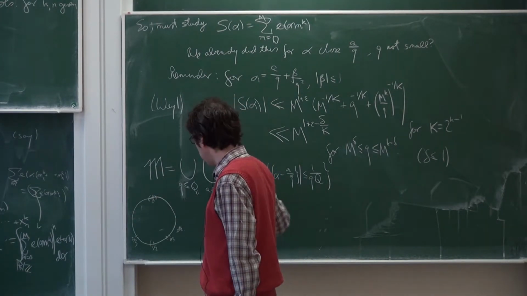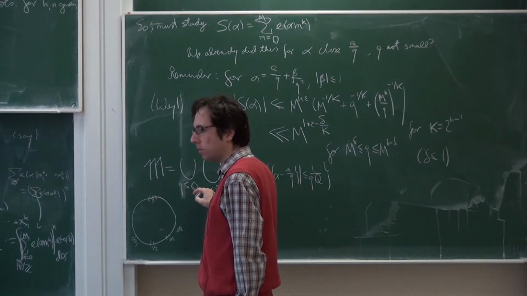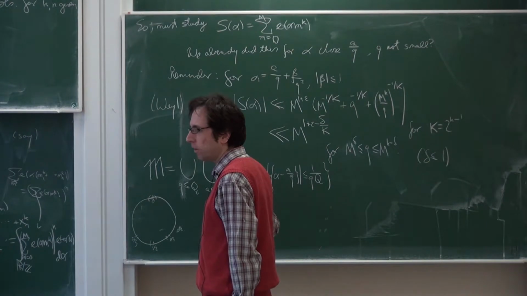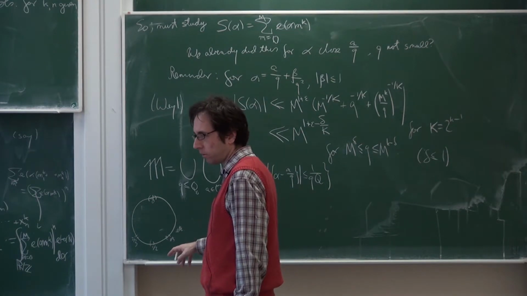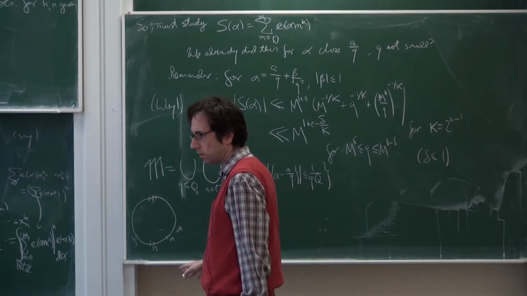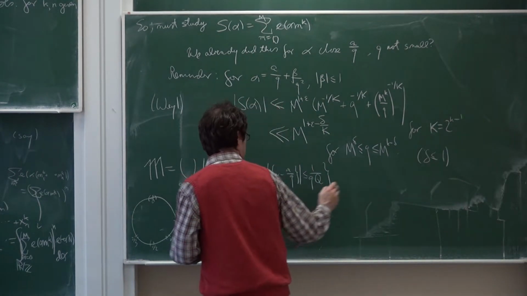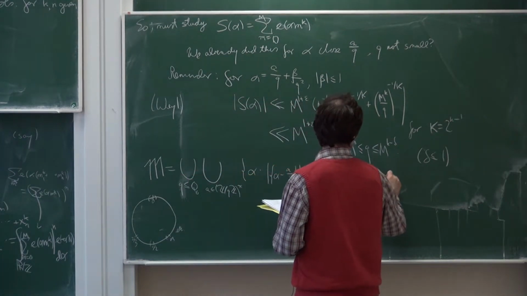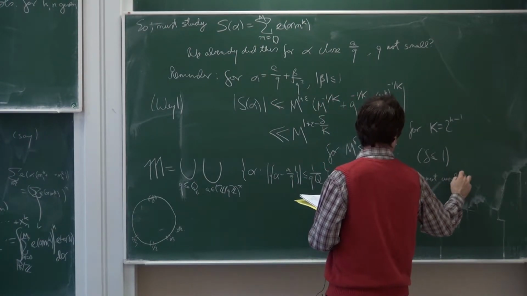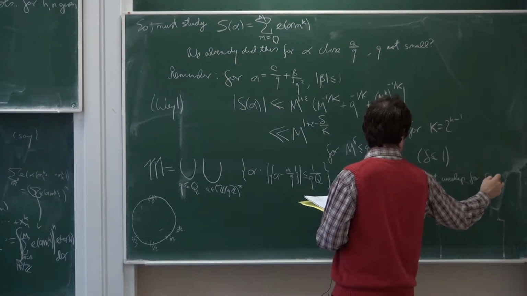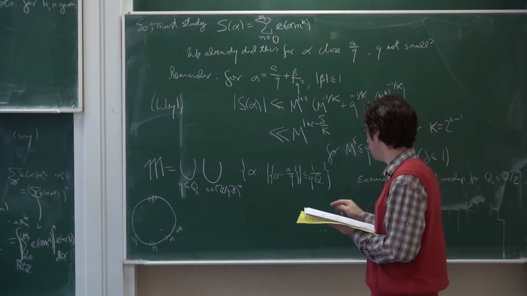I'm just saying that if I define things this way, for Q0 considerably smaller than big Q, say Q0 smaller than big Q over 2 already, then the arcs are not going to overlap. That's all that we care about. Exercise: arcs do not overlap for Q0. So, yes, this is important.